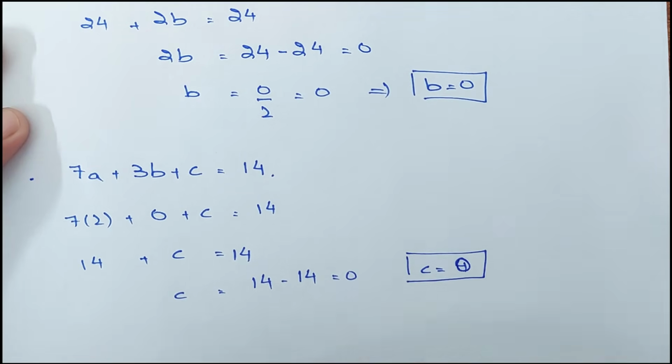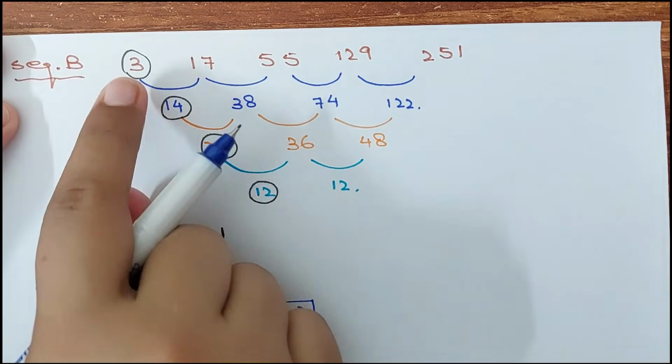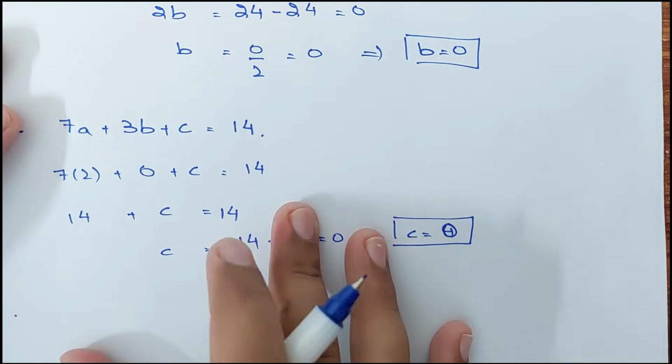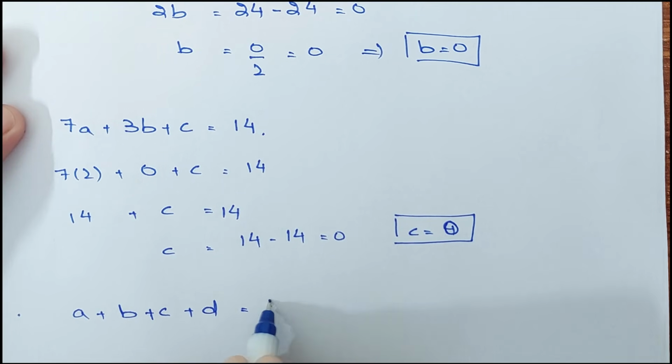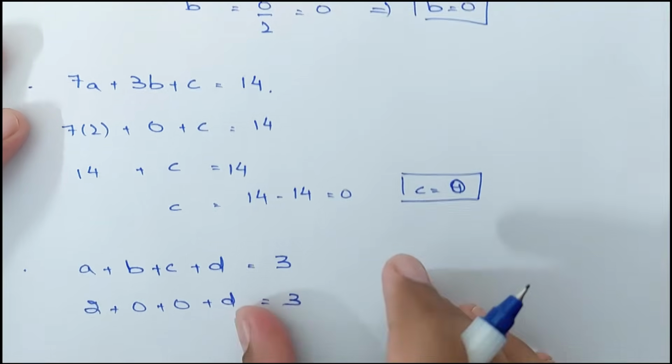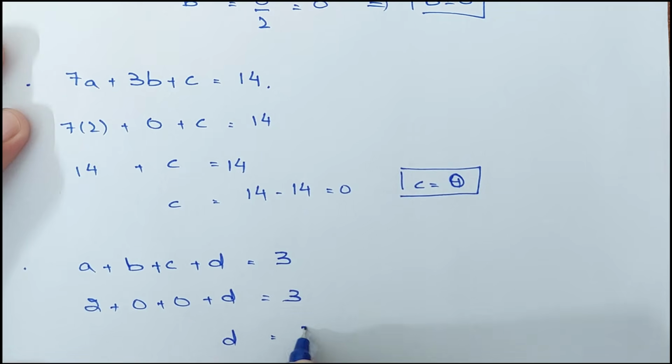C is also equal to 0. And now to get the D value, we have to use the first term of this sequence. It has a standard equation, which is a plus b plus c plus d. This would be equal to the first term of the sequence, that is 3. B is 0, C is 0, A is 2. So 2 plus 0 plus 0 plus D equals 3. So the D value is 3 take away 2, that is 1. So from here D is equal to 1.